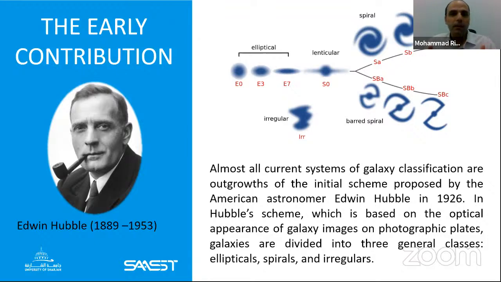So this is called, by the way, the tuning fork diagram, the Hubble diagram. Why? Because it looks like a tuning fork. You know, the tuning fork. This is the fork the musician uses to tune their musical instrument. So this starts from E0. E0 means it is not elliptical. It is very close to a globe, very close to spherical shape. Then E2, E3, and so on. And this line ends with this one.